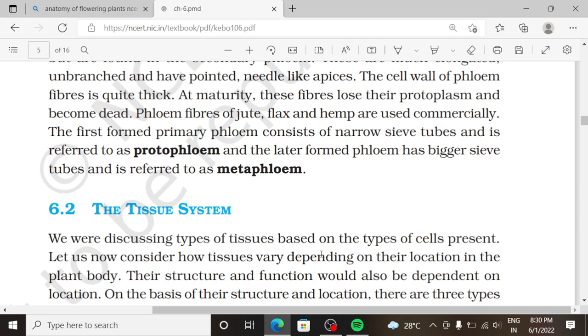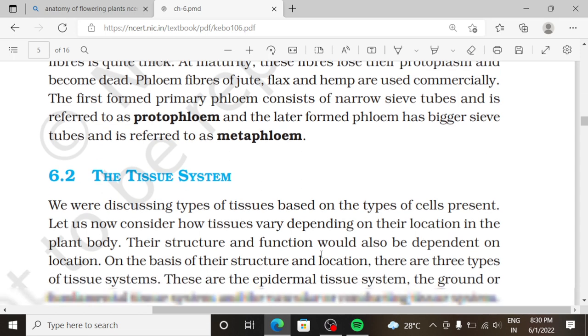The first formed primary phloem consists of narrow sieve tubes and is referred to as protophloem, and later formed phloem has bigger sieve tubes and is referred to as metaphloem.